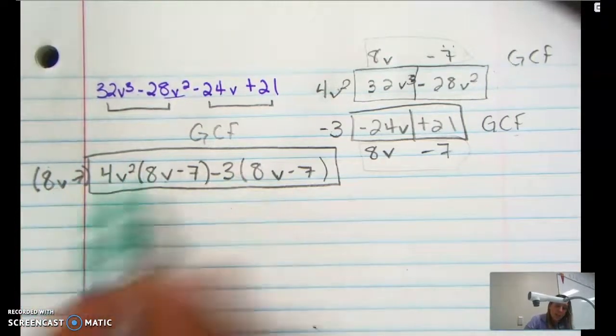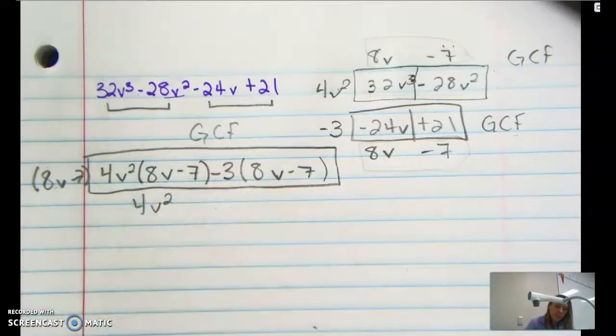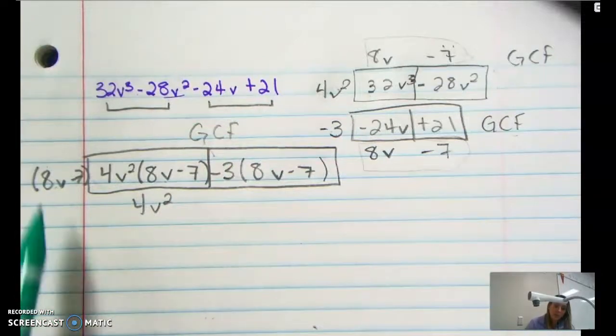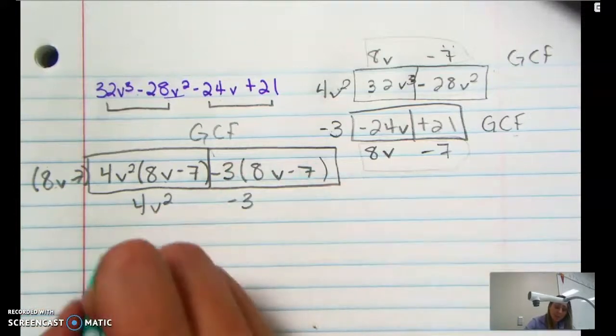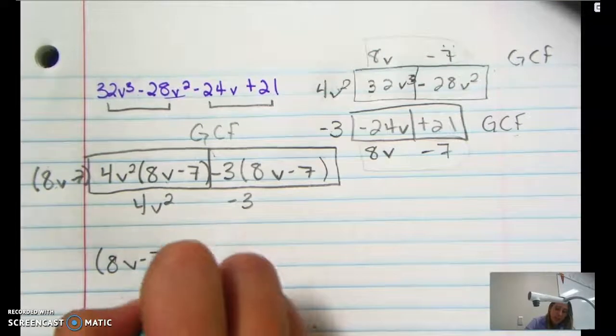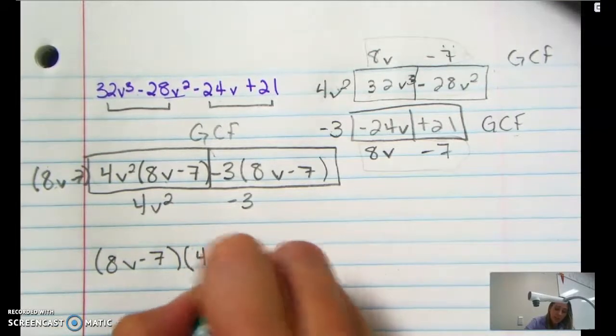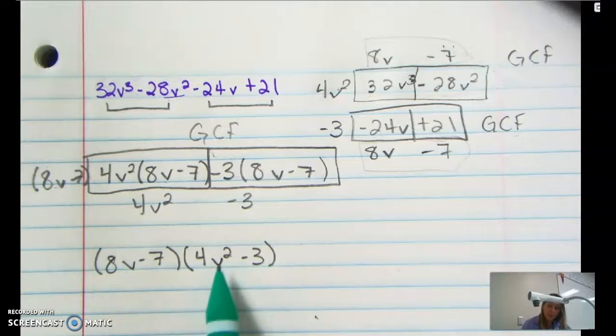So 8v minus 7 times 4v squared is what I'm going to need there. Sorry, I forgot to put a line there so you can see the 2 terms. 8v minus 7 times a negative 3 will give me that. So our final answer, we think, will be, you still have to check it, 4v squared minus 3 times 8v minus 7. And let's see, we've got an 8 and a 7. Okay, nope, none of this is going to factor any further.